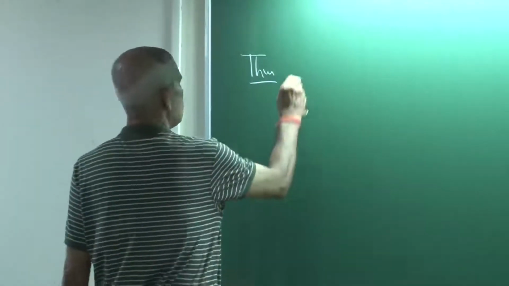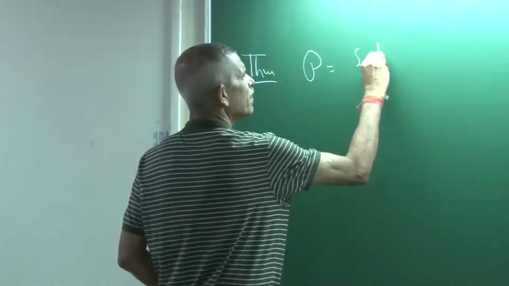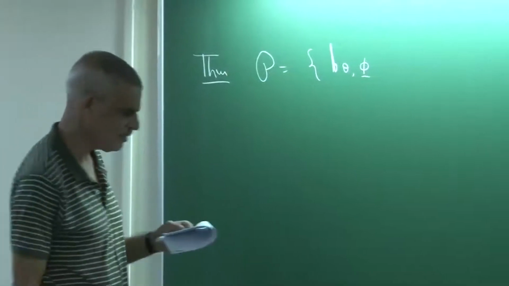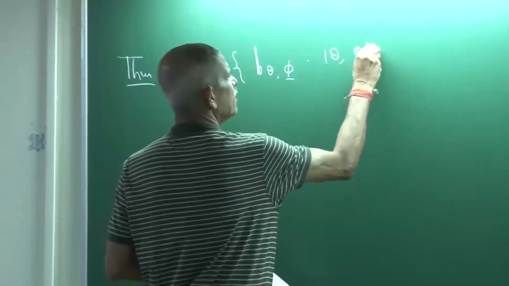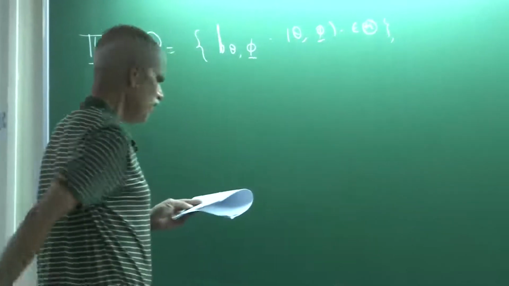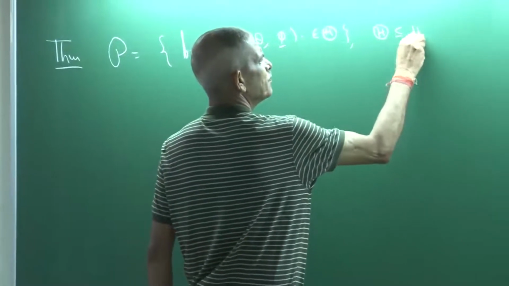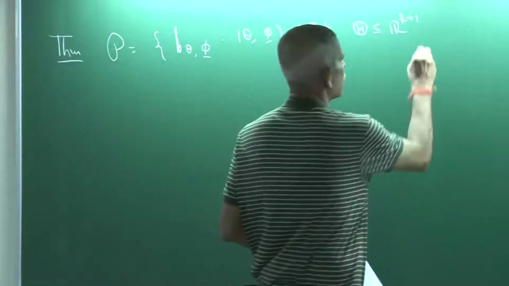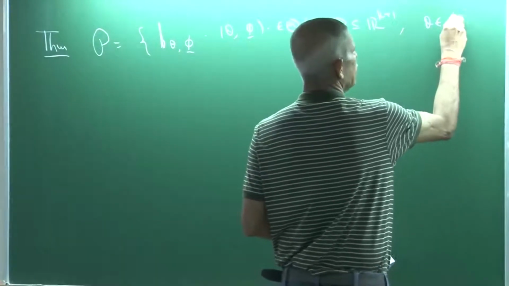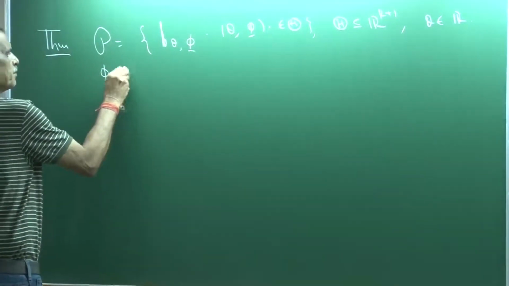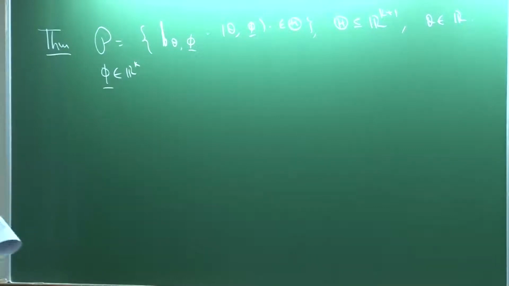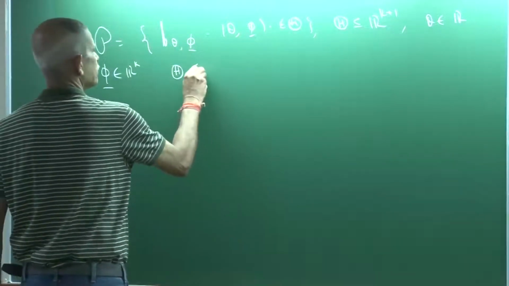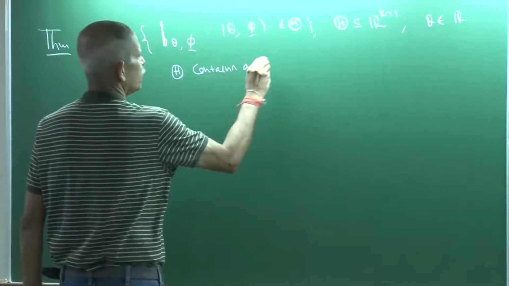So what you have is f theta phi. Theta is a single parameter, but then you have a set of nuisance parameters phi. Phi could be a vector. Theta and phi vector belong to capital Theta, a subset of R^(k+1). That means theta is real valued and phi is an element in k-dimensional Euclidean space, R^k. And capital Theta contains a k plus 1 dimensional rectangle.